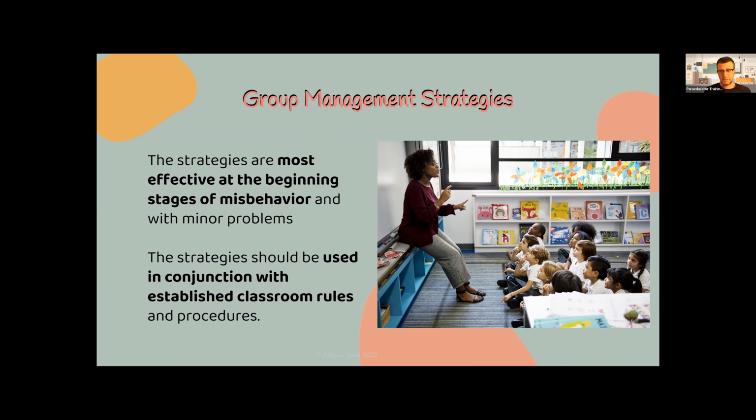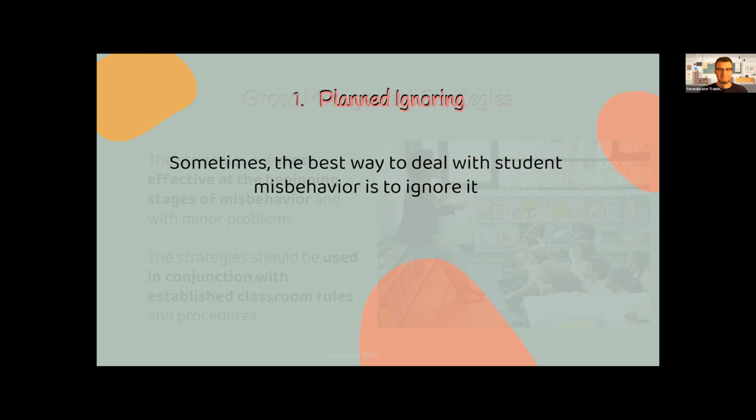Okay, like everything else we've talked about, the strategies are most effective at the beginning stages of misbehavior and with minor problems. The strategy should be used in conjunction with established classroom rules and procedures. So why did we say and with minor problems? Because as we spoke about in the previous lecture, major, ongoing problems require behavior contracts, right? Behavior management plans.